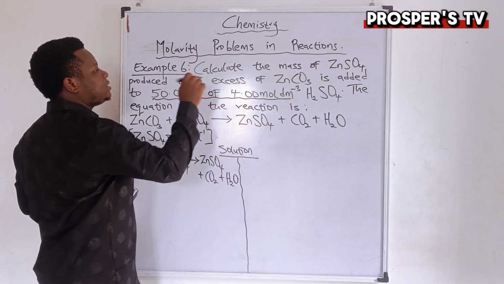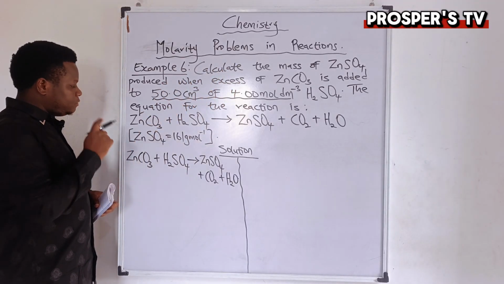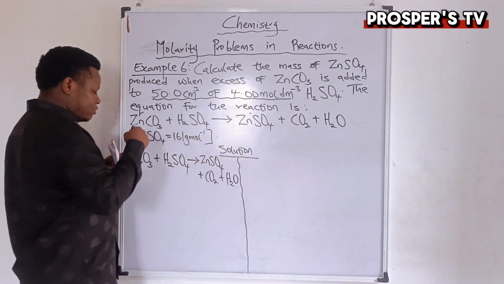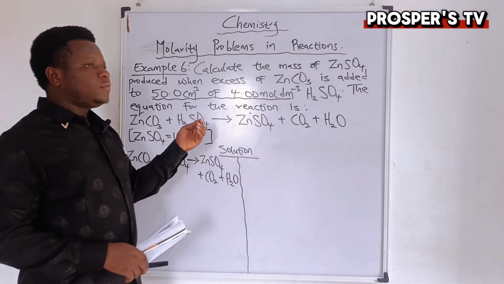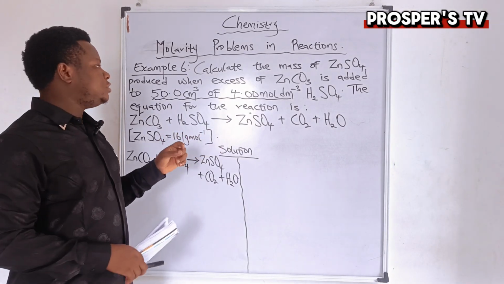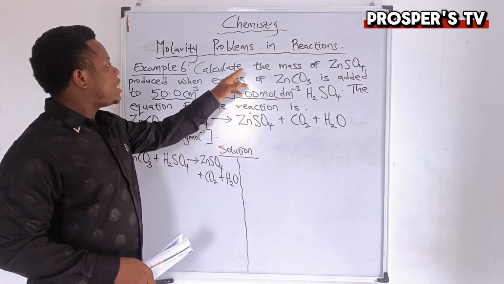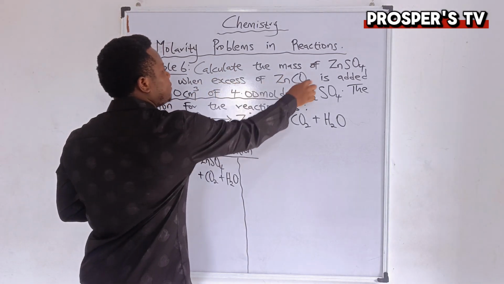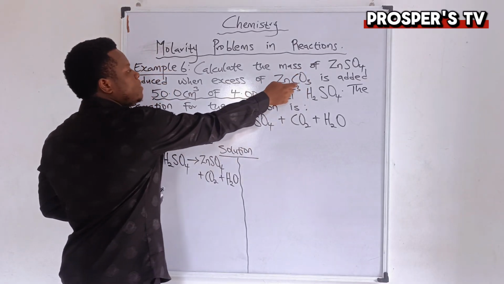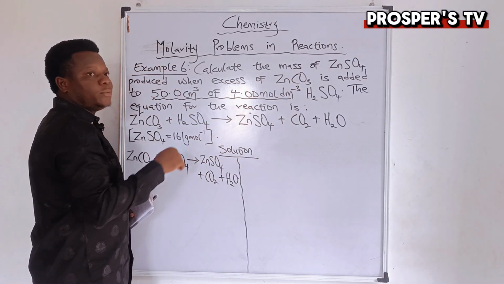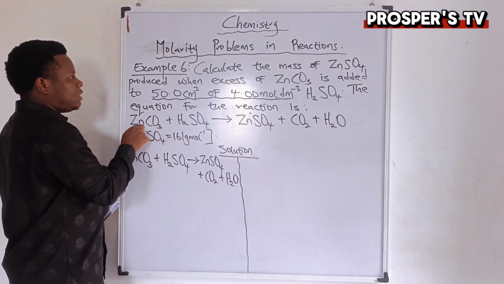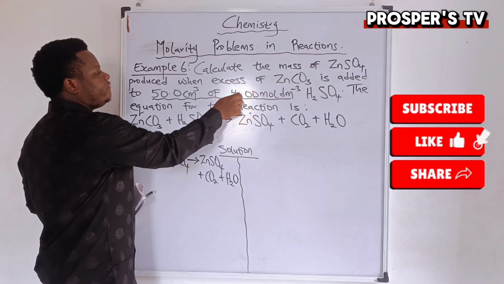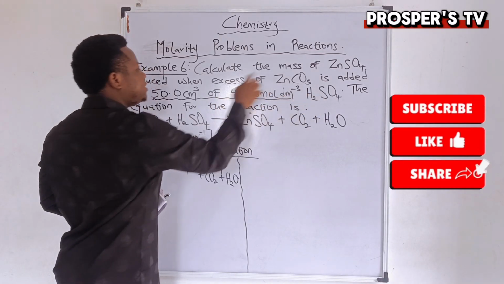They said calculate the mass of zinc tetraoxosulphate(VI). So I told you for such problems, always focus on what was mentioned. So we're calculating the amount. Those species whose amounts are being mentioned are being made relevant. So we have this, calculate the mass of that produced when excess of this. When you see excess of a substance, it means we don't really care about the amount of this. So we're not making use of this in our calculation. So when excess of that is added to 50 cm cube of 4.0 mole per dm cube of this acid.